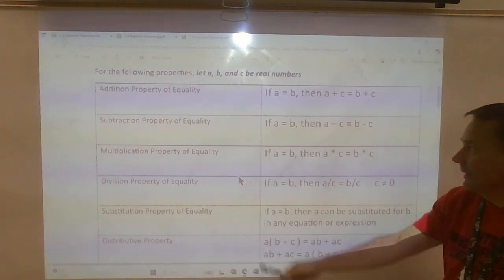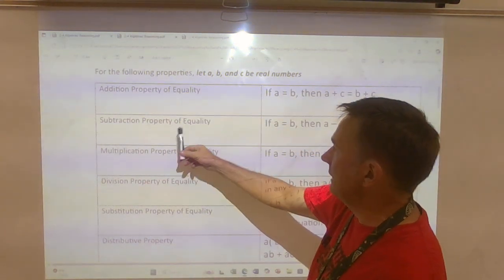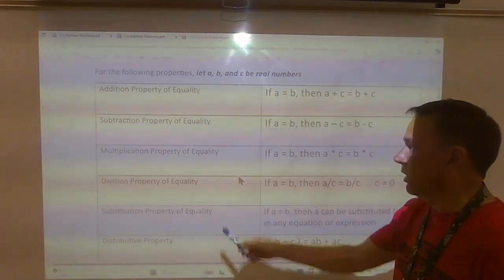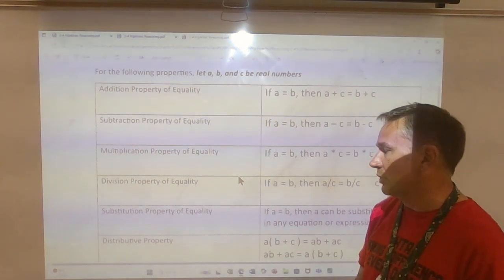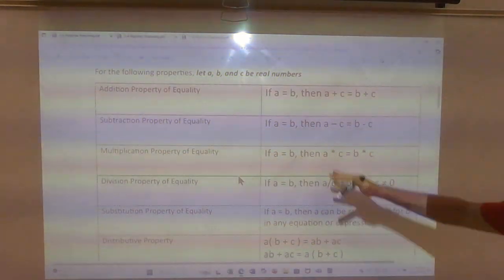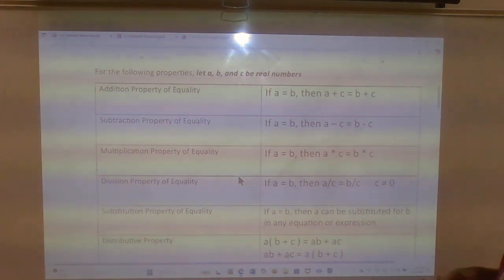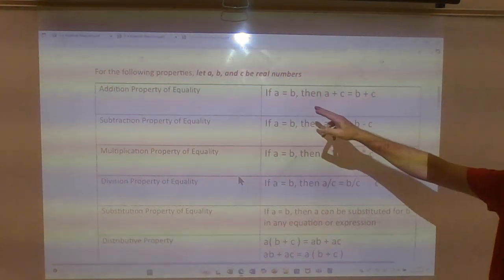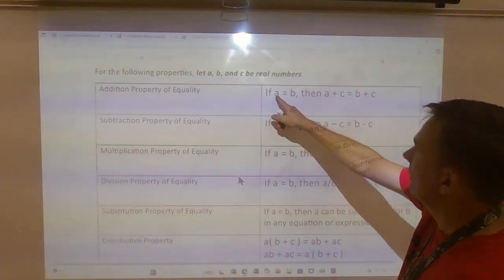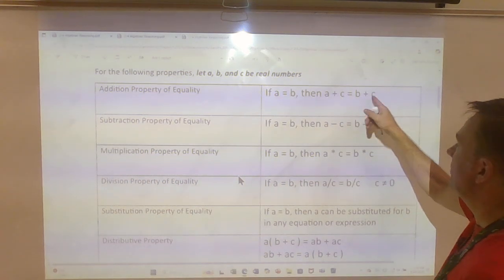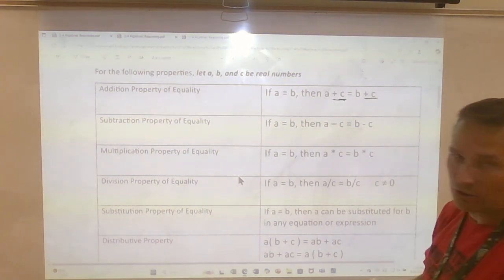So behind me are the first set of properties. Addition property of equality, subtraction property of equality, multiplication and division properties of equality, substitution property of equality, and distributive property of equality. So we have all these different examples of how they are in a general sense. For instance, if we're looking at the addition property of equality, we have A equals B, then A plus C equals B plus C. If you notice, these two things are identical.